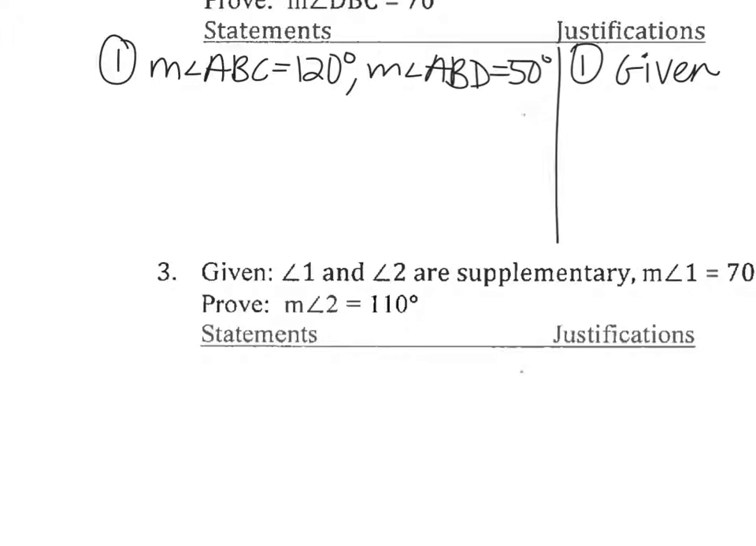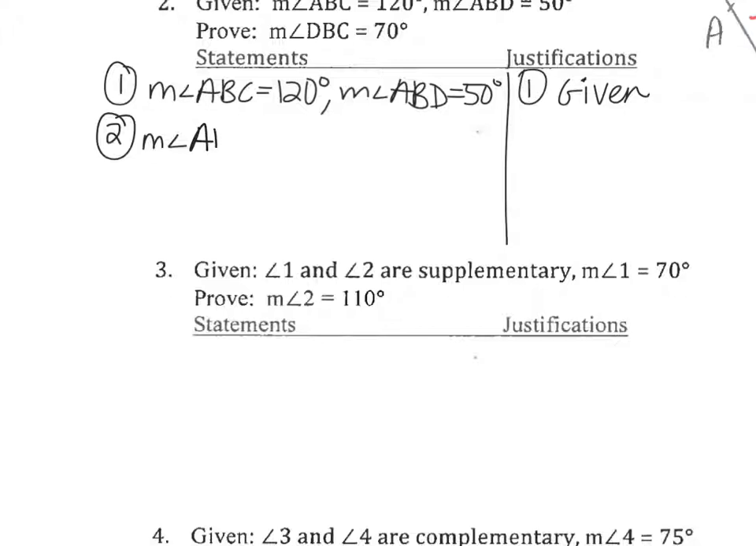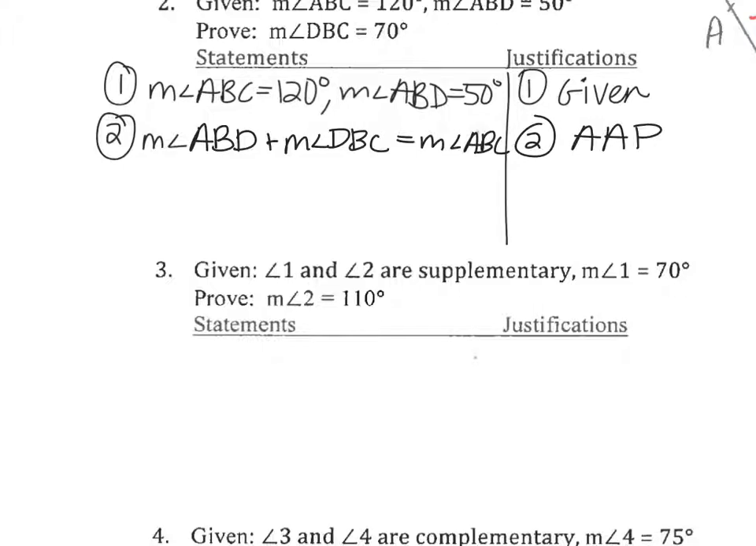Remember, when we are using equations, you have to use that measure, the M. Measure of angle, you just said it, I'm sorry, ABD plus, is it DBC, this other one? DBC equals the entire thing, measure of angle ABC. What is the reason that allows us to say that? Angle addition postulate, which I'm going to abbreviate, AAP.